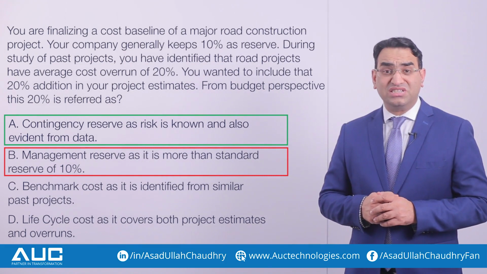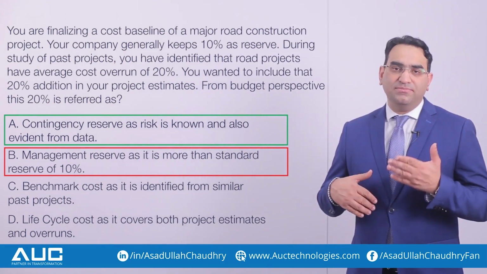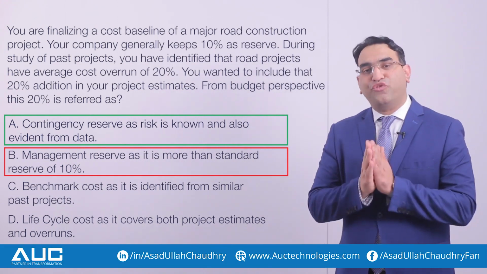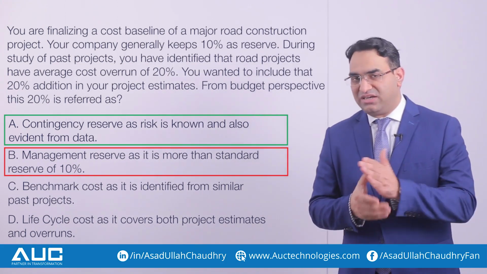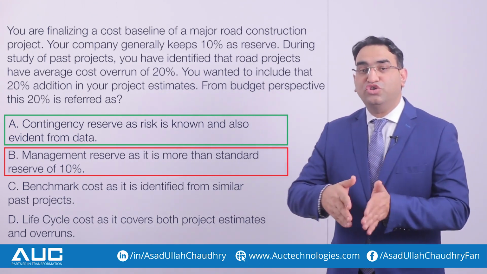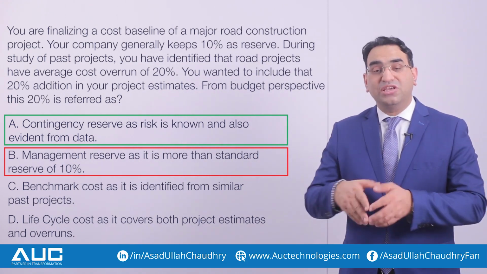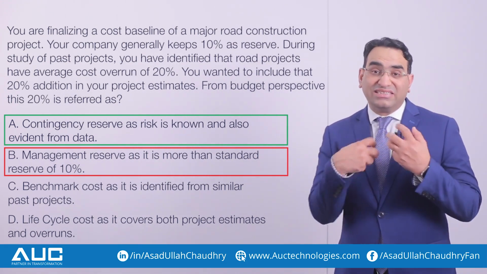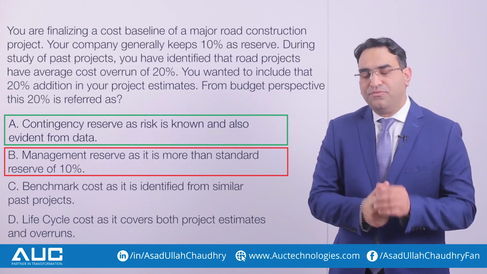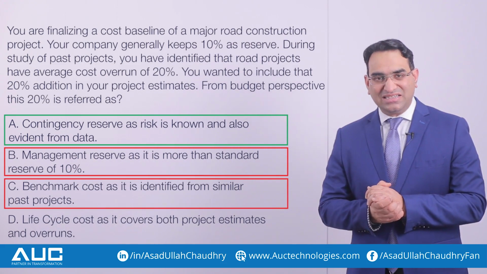Let's see what option C says. Option C says benchmark cost. You see, the 20% comes from the benchmark perspective, but it is not the benchmark cost. When we are saying that we are going to keep that much amount in our project, it's no more benchmark. We are keeping this amount from the exercise of benchmarking. So the right answer is still option number A, which is contingency reserve.